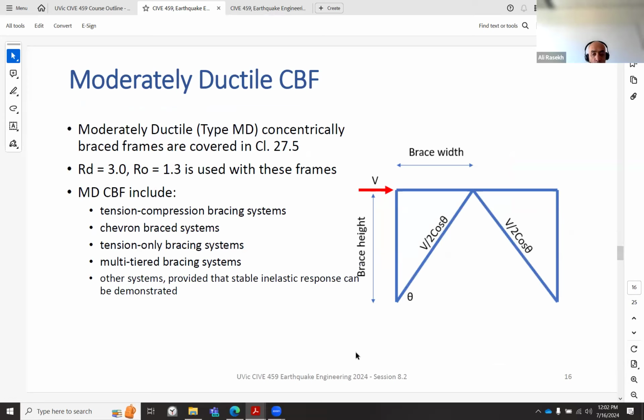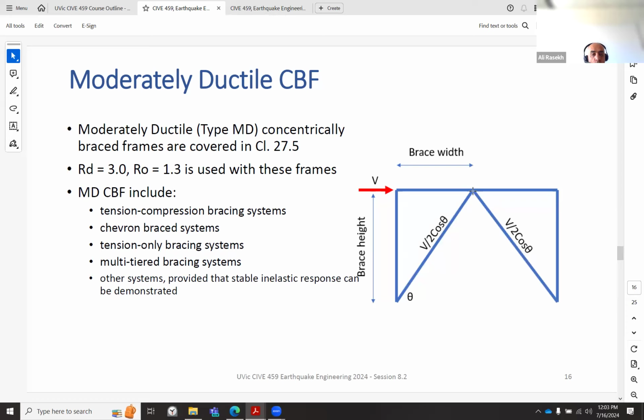Let's do a few case studies or case presentations on different types of seismic force resisting systems, steel. One of them is moderately ductile, which is MD, concentrically braced frames. These frames are concentric, they go through one point. And it's described in clause 27.5. The reduction factor is 3 times 1.3, about 4, which is generous.